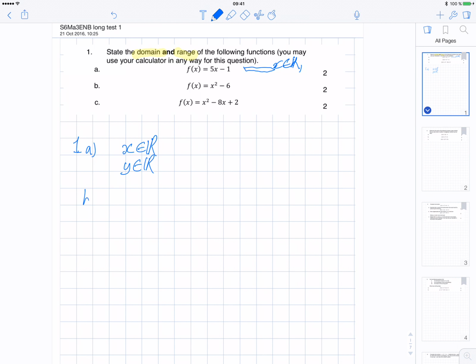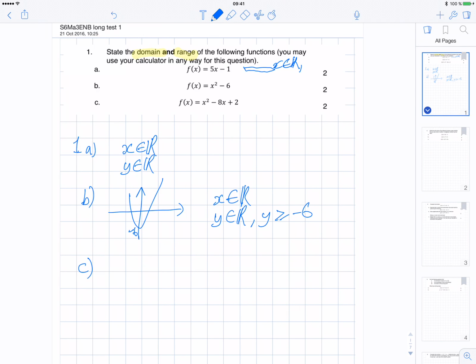For b, it's x squared minus 6. Now, you should be able to, if you did a quick sketch on the calculator, plot it, it's going to do this, where you know that point there, well, I thought it said plus 6, so let's just go back. Well, that point there is minus 6. So the x can be all values, but the y has to be values where y is greater than, but it also can be equal to minus 6.